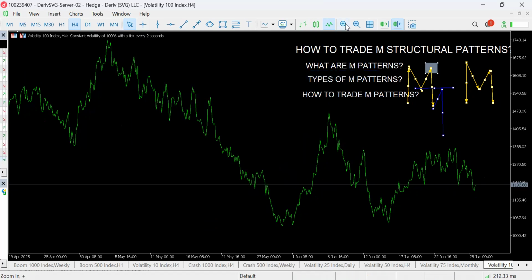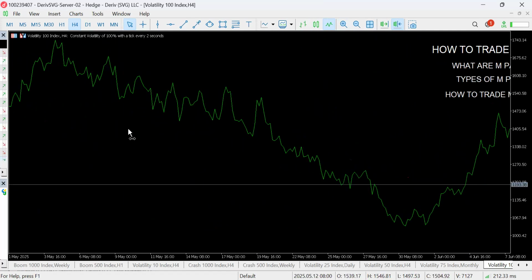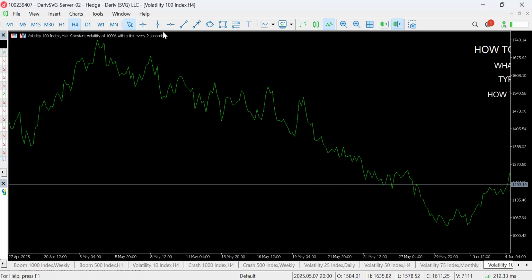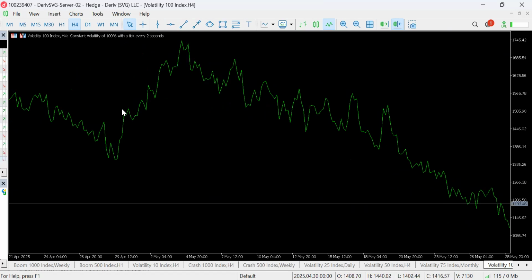From our line graph, if I zoom it out, we can see that in this downward trend there are lots of M patterns printed, but how do we trade them? At the very beginning, this was a bullish trend. The market was printing higher highs and higher lows. Immediately the market got to the point of reversal, we saw it made an M pattern.